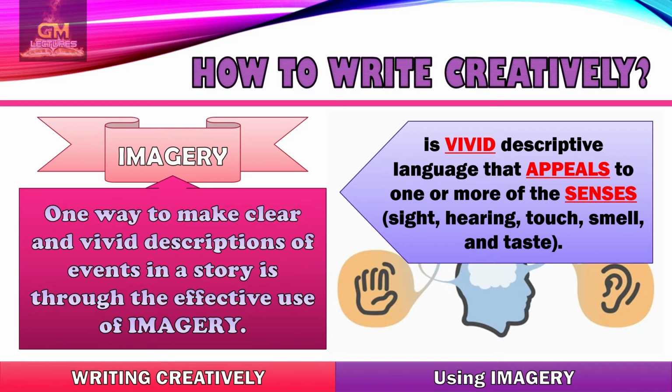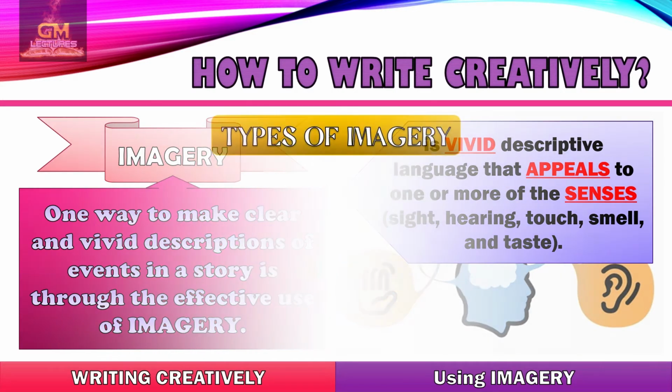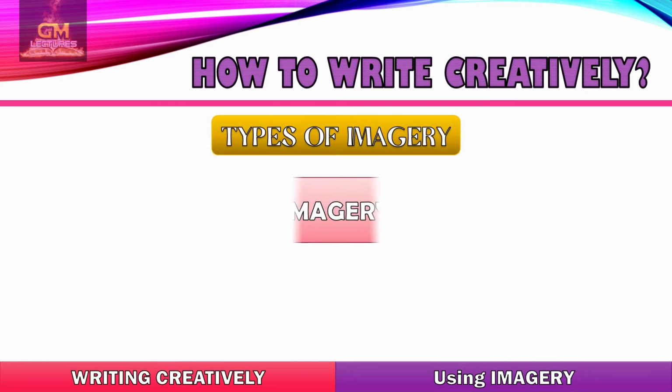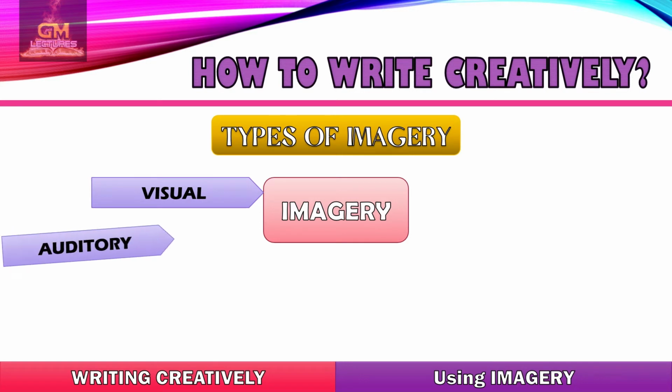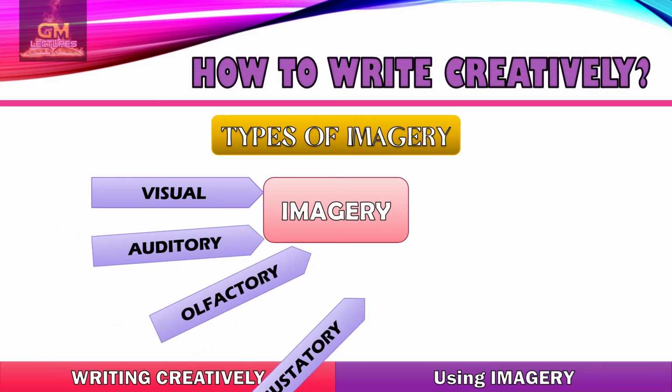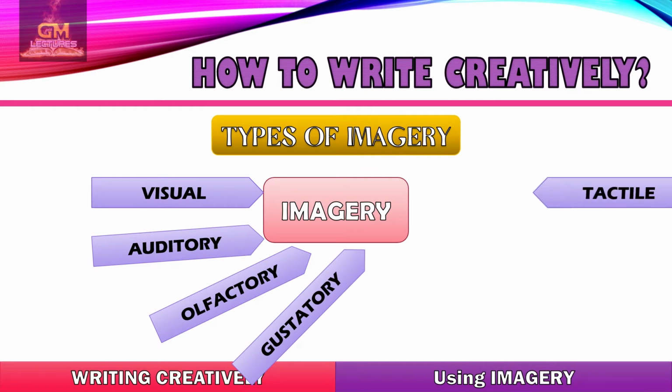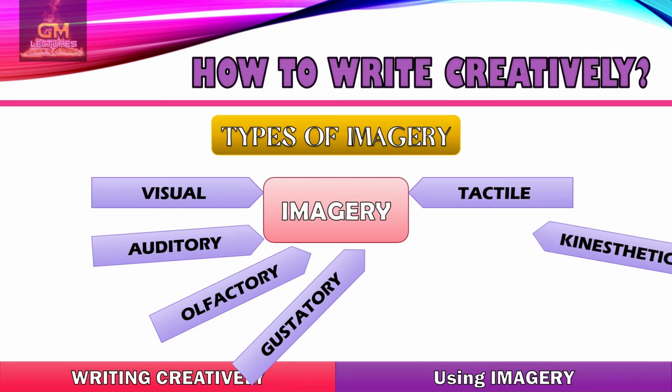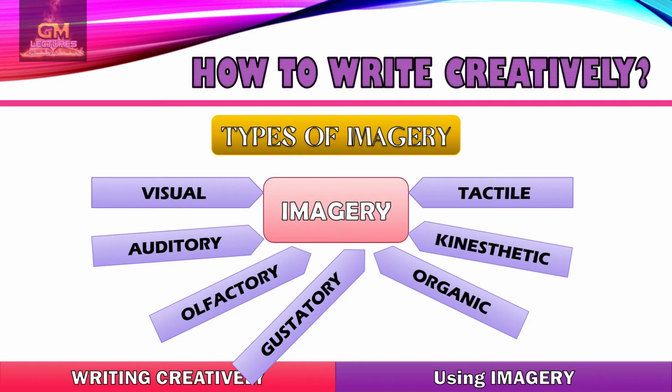However, in terms of the types of imagery, we actually have 7. We have visual imagery, auditory imagery, olfactory imagery, gustatory imagery, tactile imagery, kinesthetic imagery, and organic imagery. Let's talk about each one separately.